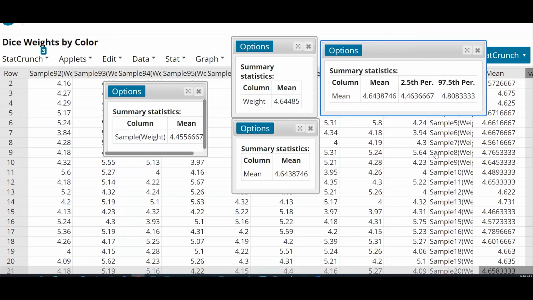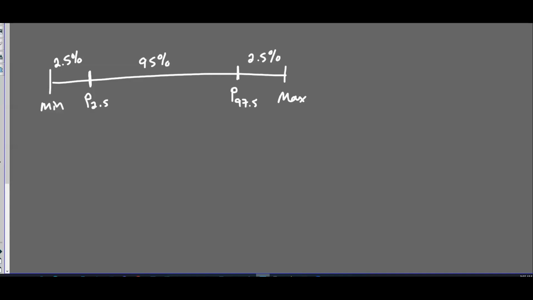So now I can say, well, my sample mean was 4.64, but I'm going to give myself some leeway here. I'm going to say, 95% of the sample means that I calculated when I took 101 samples of size 30, 95% of those were between 4.46 and 4.81. So we have a confidence interval.